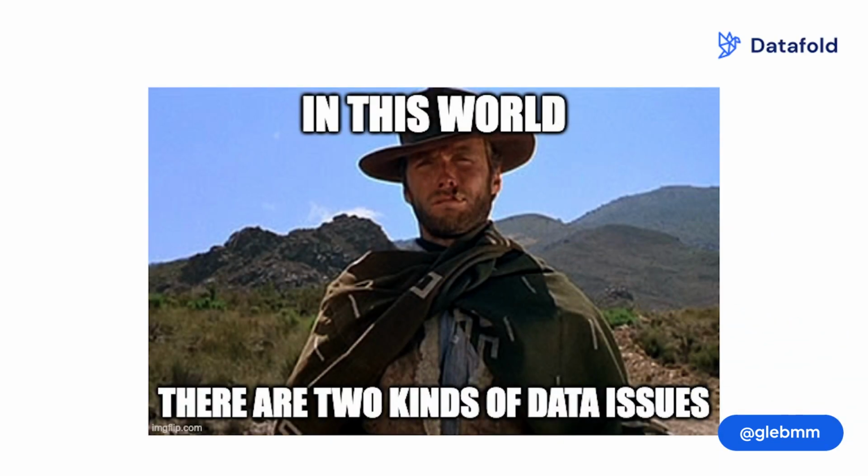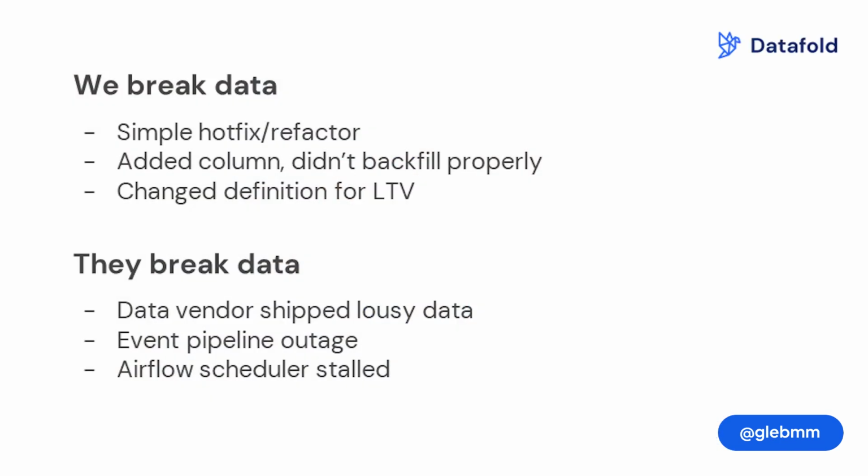So as a very complex topic, I think it's useful to break it down into first principles and start with something simple. So I believe there are fundamentally 2 types of data quality issues. Anyone has a guess? Okay, I'll make it easier. So from a data team's perspective, it's either us breaking data or them breaking data. So what does it mean?